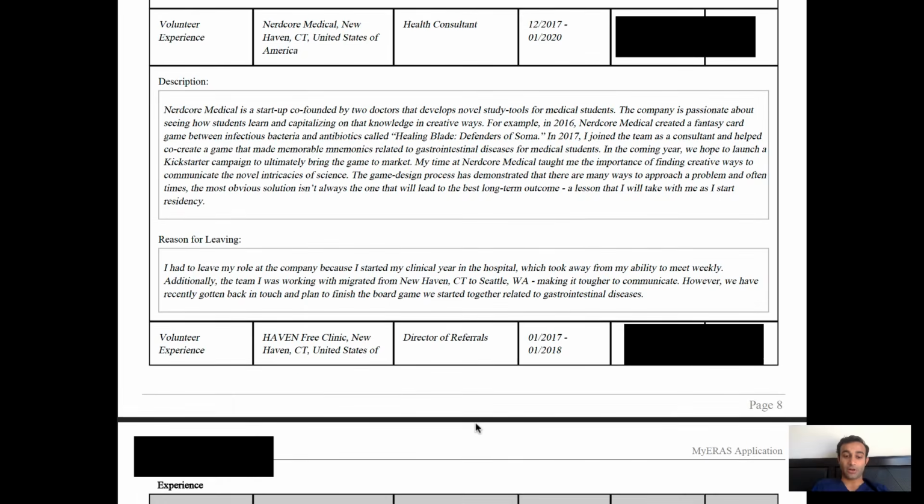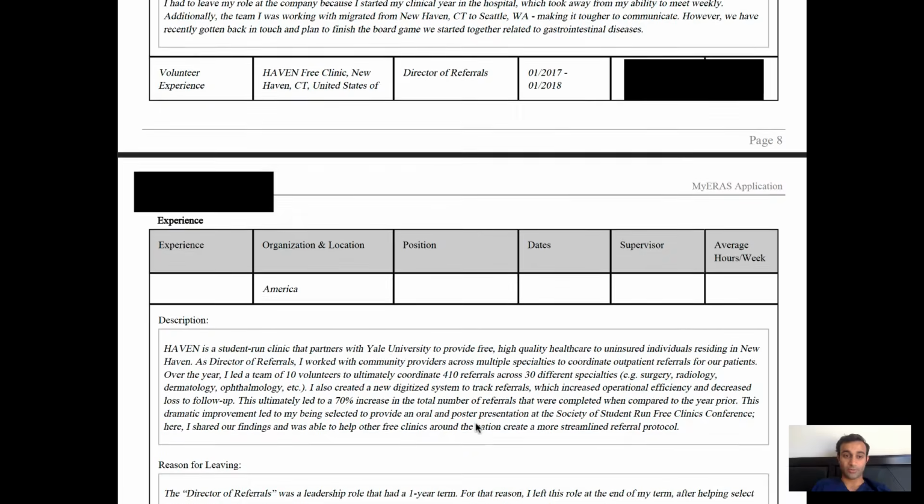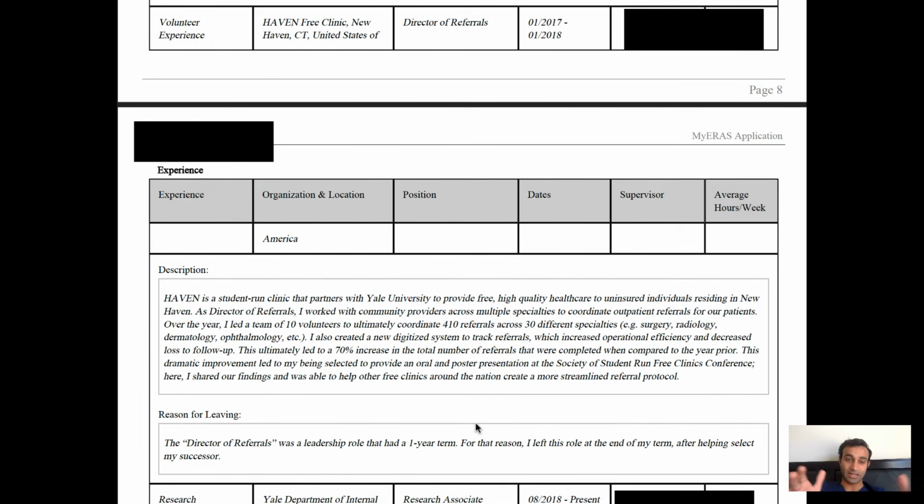So, all that to say, I'll continue a bit more about the volunteer experiences. I mentioned that I was a primary care provider at Haven. It's called a senior clinical team member, but I also was part of the leadership board at Haven, which is the free clinic at Yale.